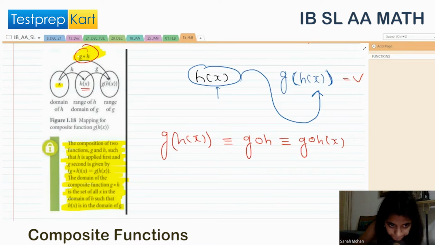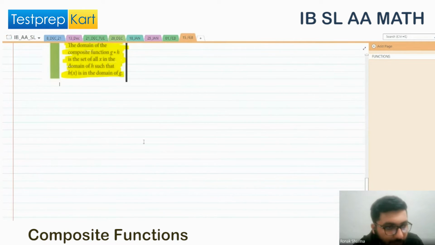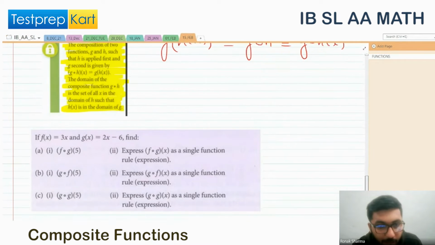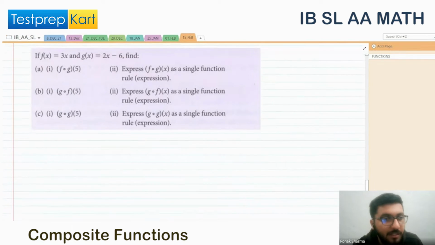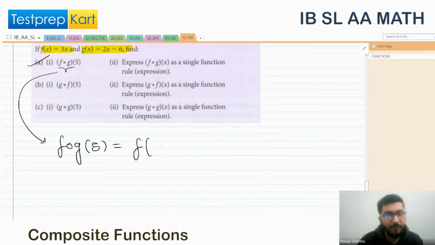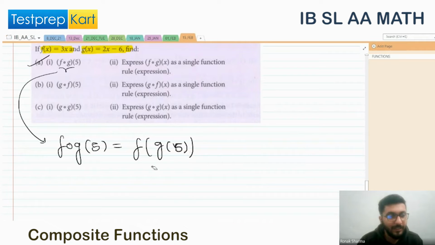Now see how they can ask you the question. One type of question we have already done. I'm taking one example, so please focus here carefully. Then I'll give you a question based on the same concept. They have given you the function fx that is 3x, and gx that is 2x minus 6. Now they're asking f o g of 5. What does it mean? I just told you. f o g of 5 will be equal to f of g of 5.